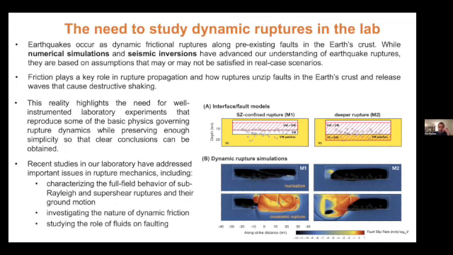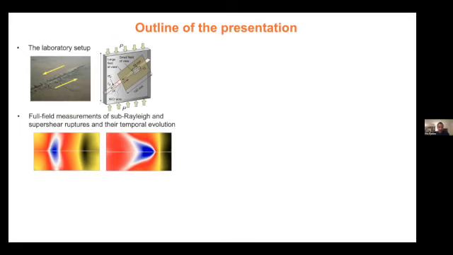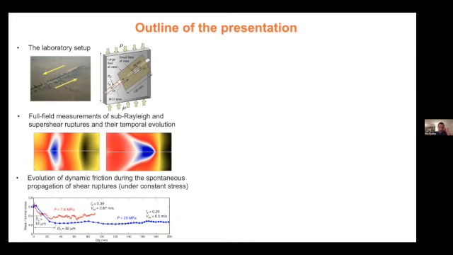All of this points to the need for well-instrumented laboratory experiments that can reproduce the basic underlying physics, but can still maintain enough simplicity so that clear conclusions can be made out of them. In this presentation, I would like to introduce you to our laboratory setup and then show some full field measurements that can allow us to gain understanding into dynamic rupture behavior and also friction evolution.